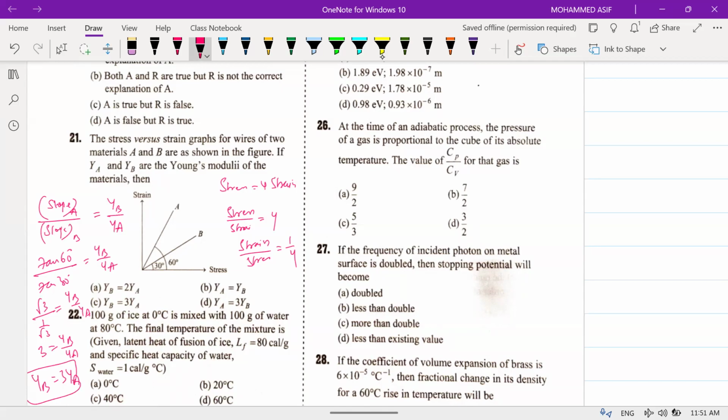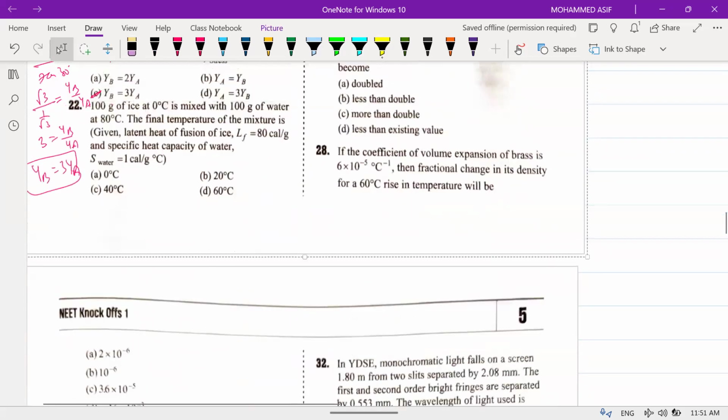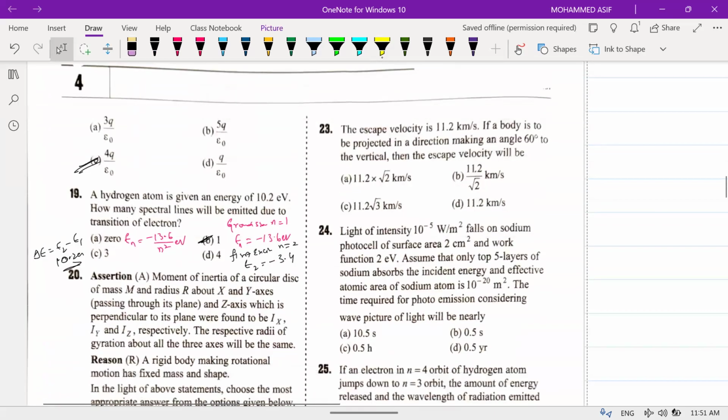Which option? Third one. See. The next one is your calorimeter. Then 23 is again gravitation. This one you should tell me.